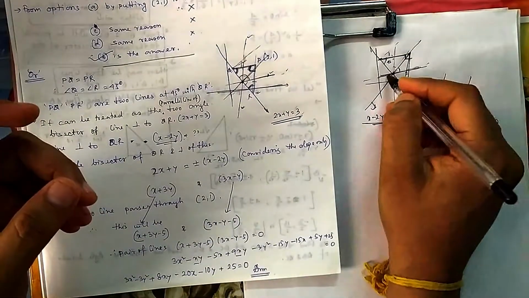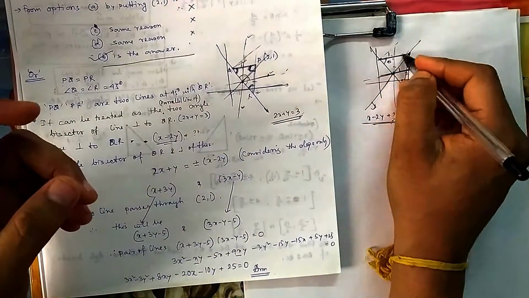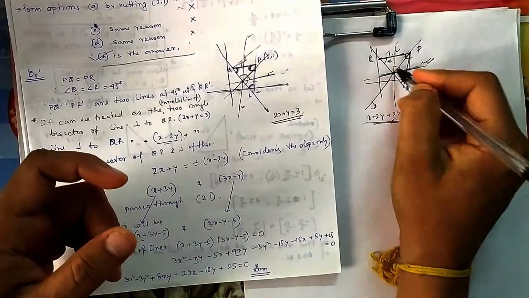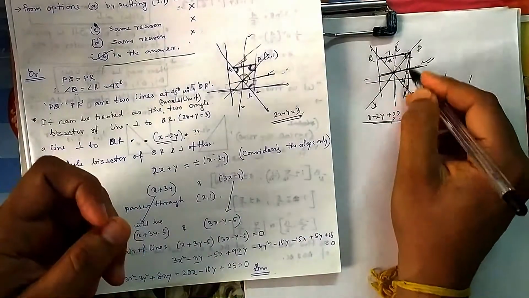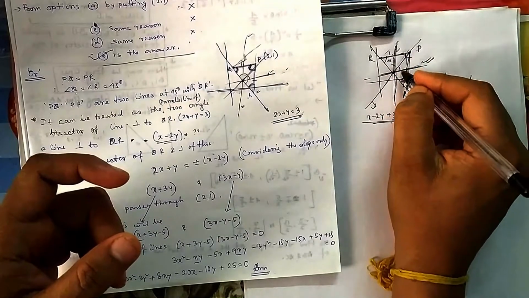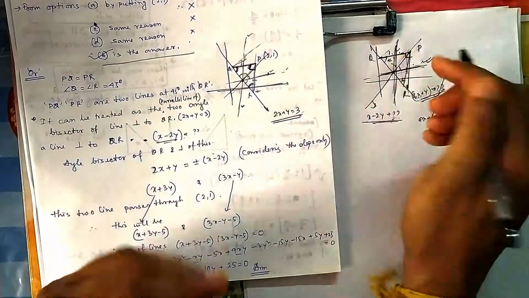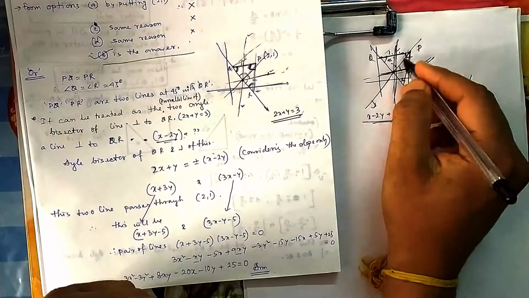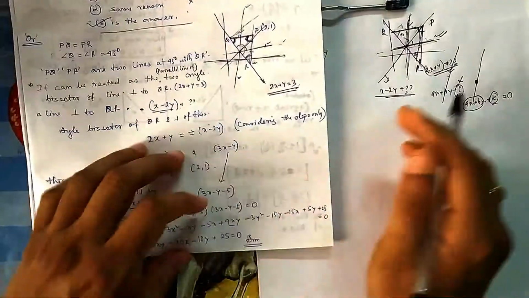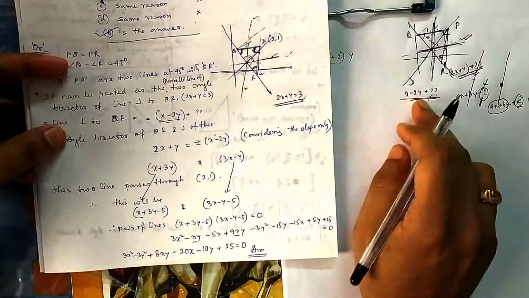If I can find this angle bisector, then that is the same as parallel to my PQ, and this is the same as parallel to my PR. You can say this line is parallel to this line. So I am getting these two lines. Accordingly, I can get the coefficients of ax plus by for this line also, for this line also. Okay. So what is the angle bisector?